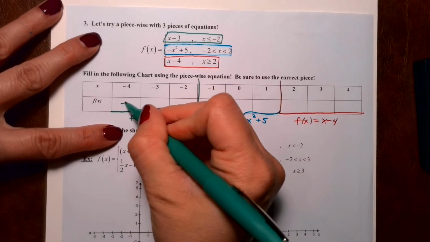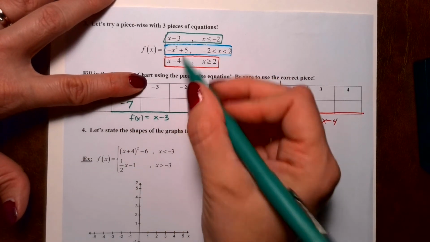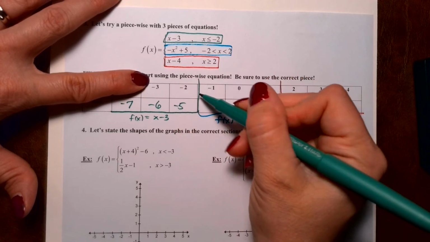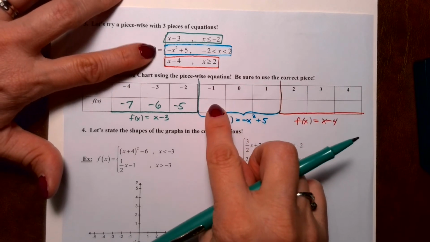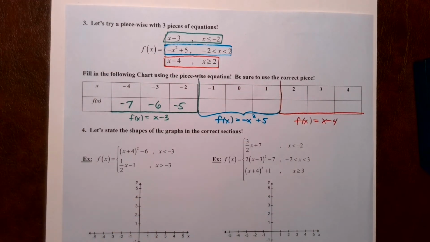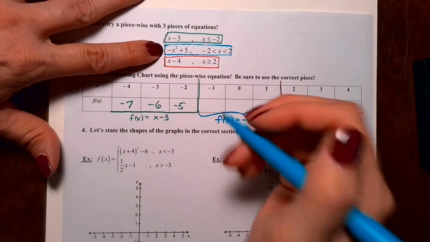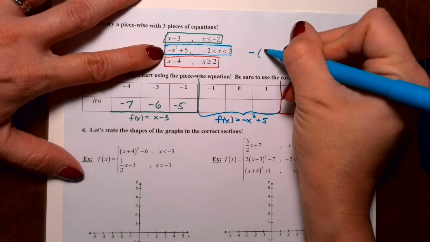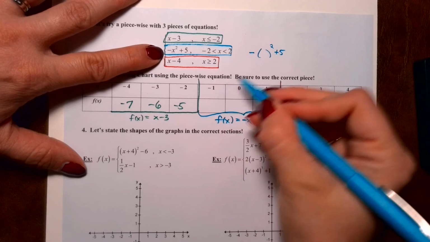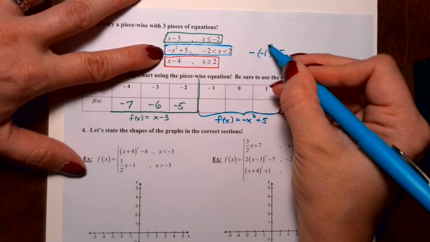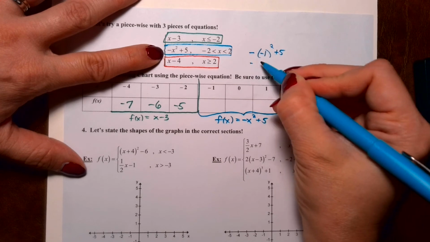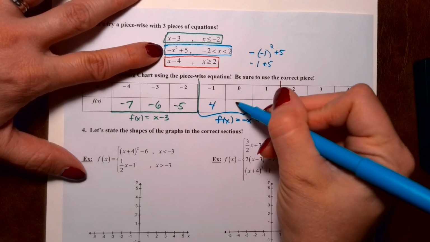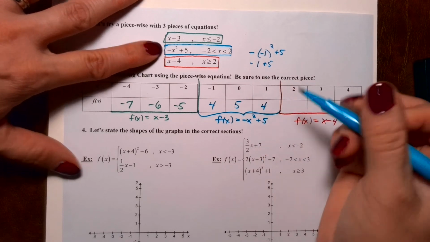-4 minus 3 is -7. -3 minus 3, -6. -2 minus 3 is -5. Now there was a breaking point. So -1 is going to go into that middle piece. You just have to make sure you evaluate in the right section. The input has to get squared, negative, plus 5, and the input is -1. So that becomes -1 plus 5, and that comes out to be a 4. Input 0, get a 5. Input 1, get a 4.